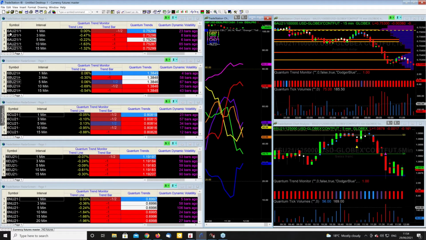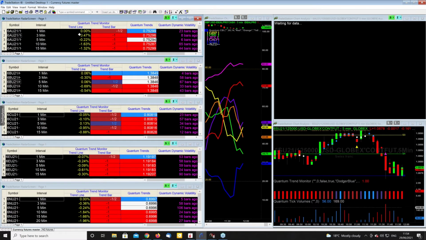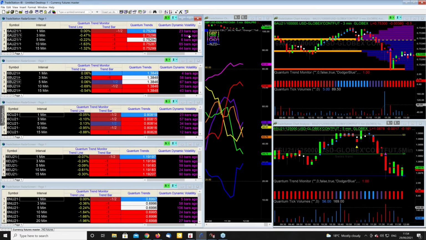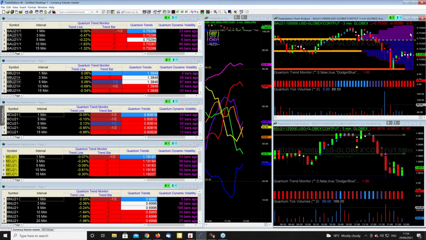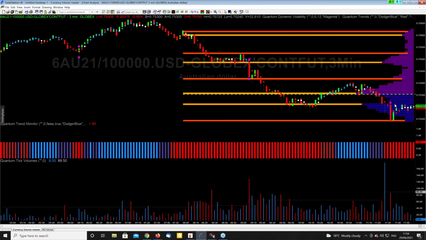You can see here on the 6A, we had a bar 8 bars ago on the 3 minute. I've just flicked that over onto the 3 minute. Just pop it up full size. There it is. Ton of volume coming in. Big volatility trigger. What are we expecting? One of two things, either congestion or a reversal. We're getting congestion. It's just a terrific way to see all this stuff very, very quickly.